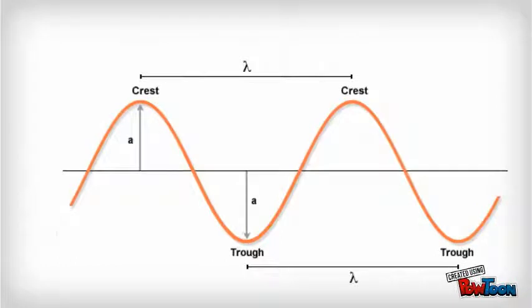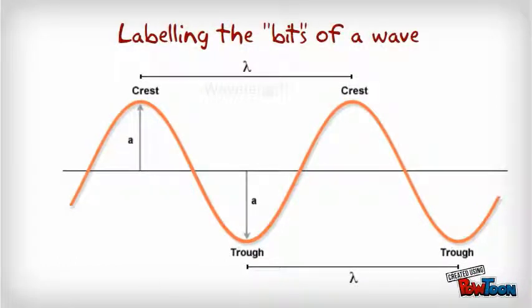Let's look at the shape of the wave and learn about labelling the various bits of it. So the amplitude is the distance from the midline to either the crest or to the trough. It's marked on the diagram with the letter small a. And the wavelength of the wave is the distance from crest to crest or from trough to trough.